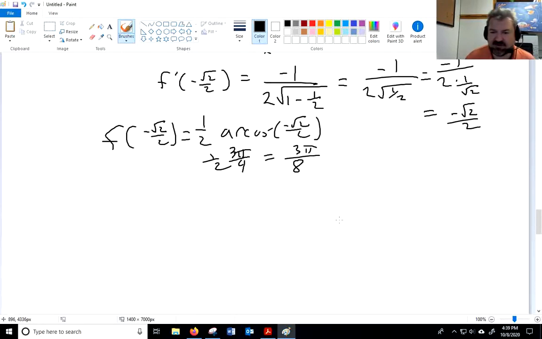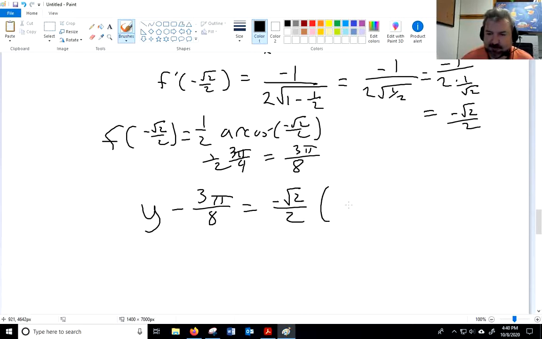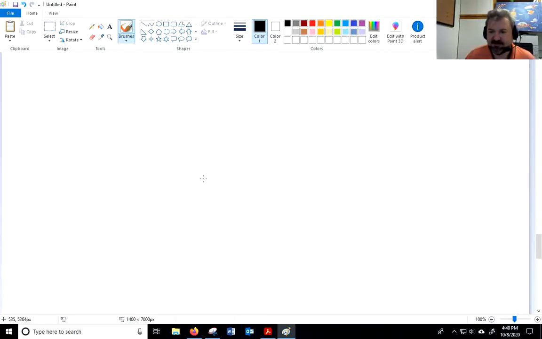So finally, we can write the equation of our line, which is y minus the y-coordinate equals the slope times x minus the x-coordinate, which makes it a plus root 2 over 2. And that is all for that one. And I think that's it for that lesson.